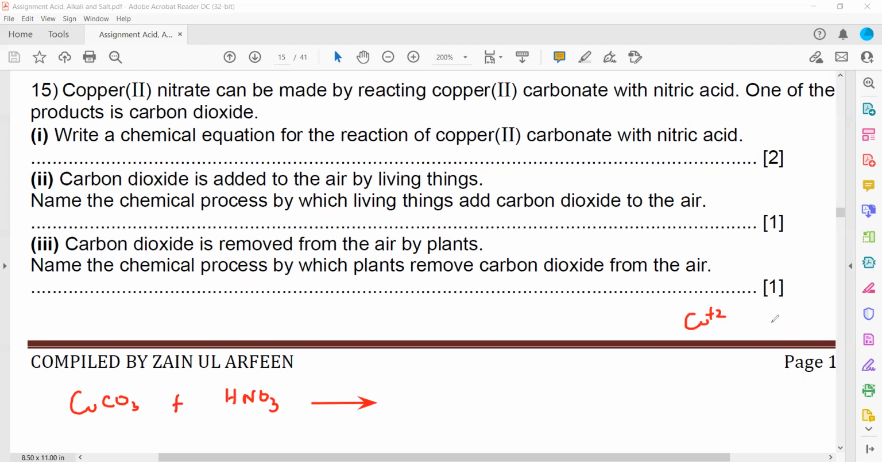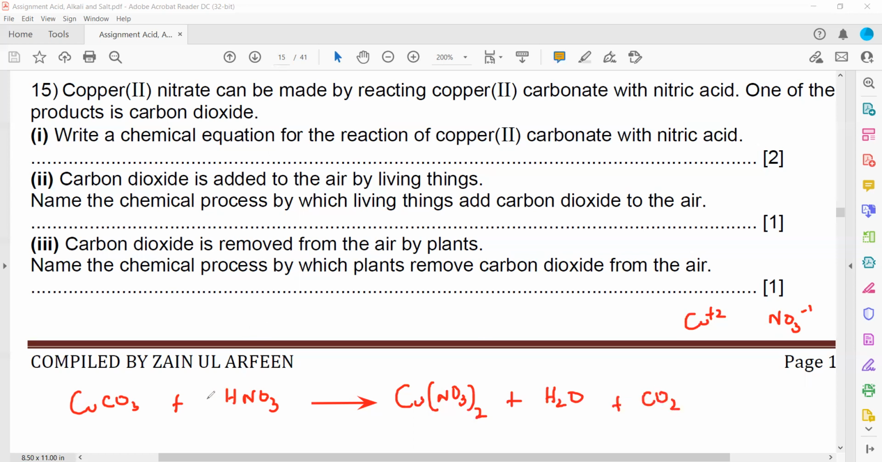Copper is +2 and nitrate is -1. So for copper nitrate, we cross multiply the valency. It will be Cu(NO3)2. That is copper nitrate, plus water. Water formula is H2O. Plus carbon dioxide, whose formula is CO2.